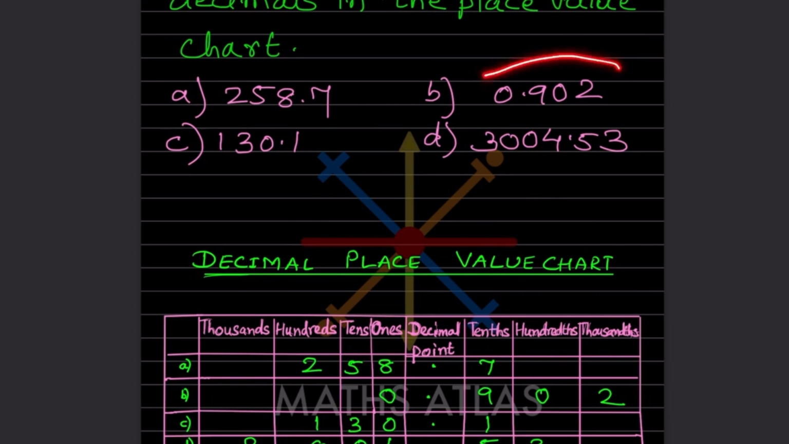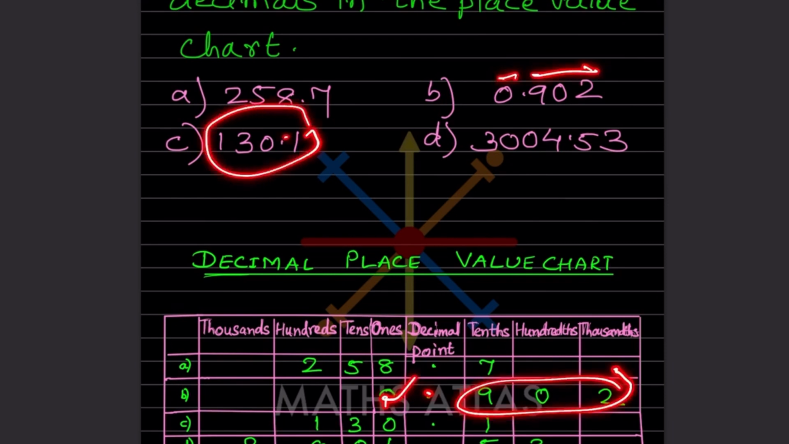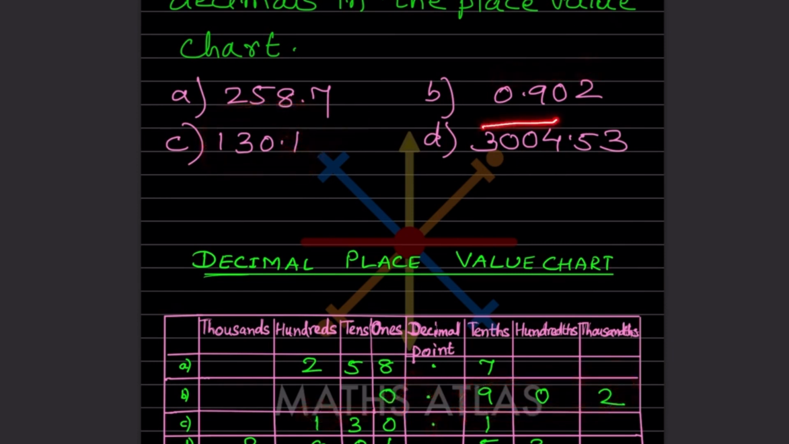Now look at here, B1, 0.982. The point is here. Before that is 0. And 982 will be here after the point. 130.1: the point is here, before that is 130, and after that is just 1. 3004.53: the point is here.